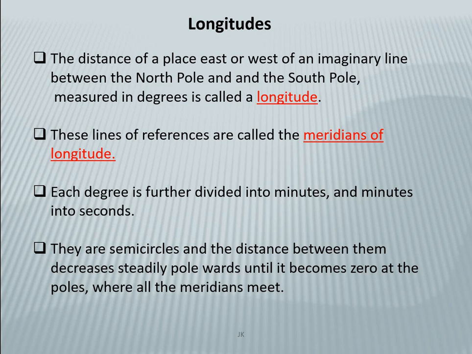The imaginary line, which was the reference point for latitudes, was the equator, and they were called parallels of latitudes. But here for longitudes, the reference point is 0 degree longitude. Okay, and they are also measured in degrees, and these lines of reference are called meridians of longitudes. Okay. And these are semicircles, remember this, and the distance between them decreases steadily towards the poles until it becomes 0 at the poles where all the meridians meet.